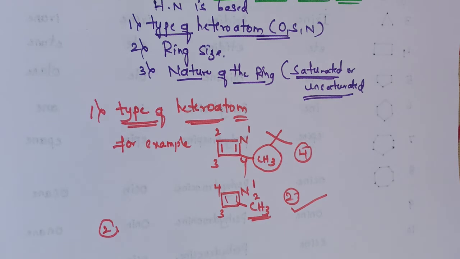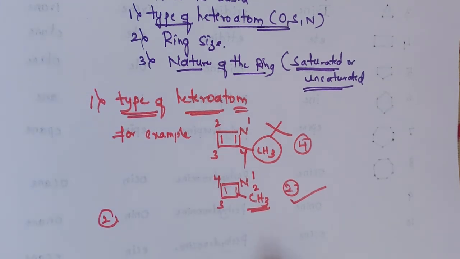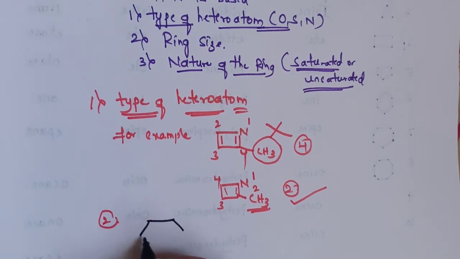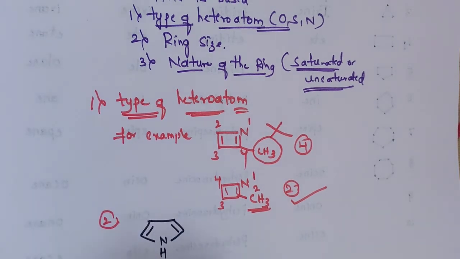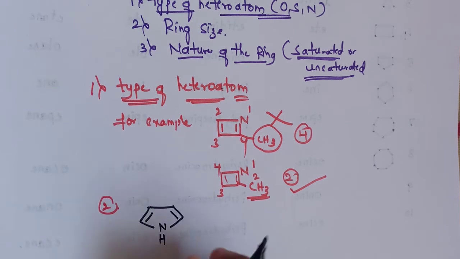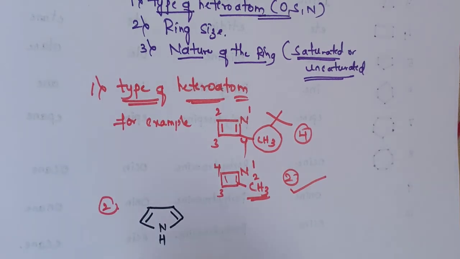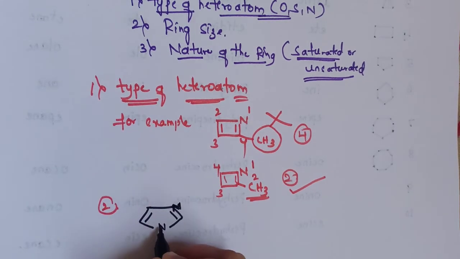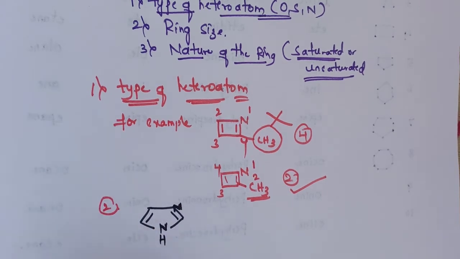How to give the numbering if two same heteroatoms are present? We know that we should give prefixes like di, tri, etc. Let's take an example and understand it very well. Now let's draw the 5-membered ring. Here it is a 5-membered ring. We know that two similar heteroatoms are present. Sorry, I forgot to write here. It is nitrogen and here it is also nitrogen. So the two similar heteroatoms are present in this ring.